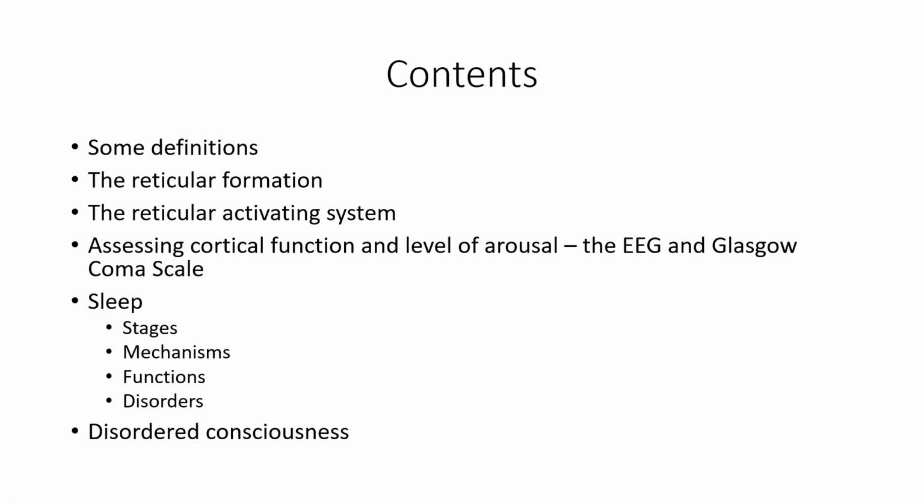We're going to think about how you can assess cortical function and the level of arousal, and this is using a couple of different tools, one being primarily a clinical tool, the Glasgow Coma Scale, and one being the EEG. Then we're going to look at sleep, particularly its stages, some of the mechanisms of sleep, and some of the disorders of sleep, and we're going to finish by looking at disordered consciousness.